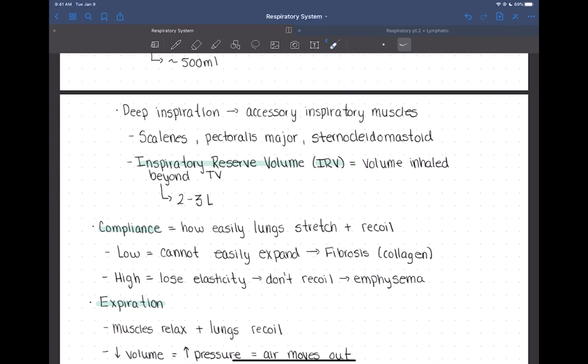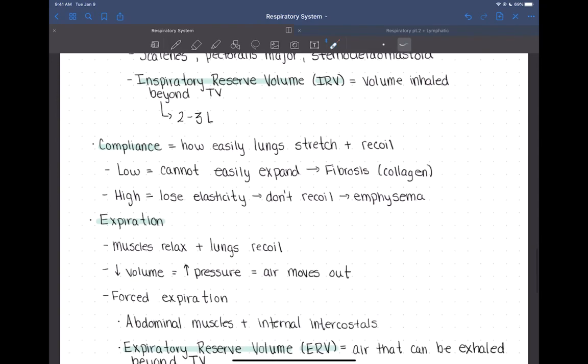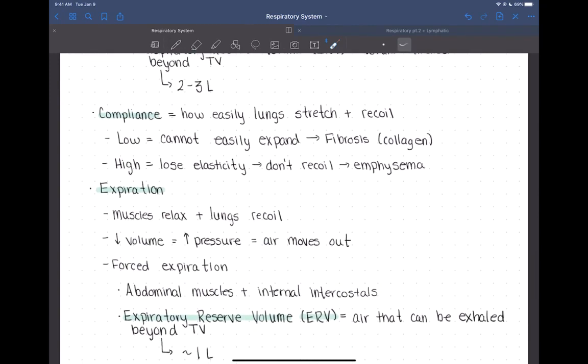We said the lungs are full of elastic tissue, and there's a measure, not a number value, of how elastic the lungs are, and that is called compliance. It describes how easily the lungs stretch and then bounce back, recoil. If compliance is low, that means the lungs can't easily expand, so when you inhale, it's really difficult to expand and pull those lungs open.